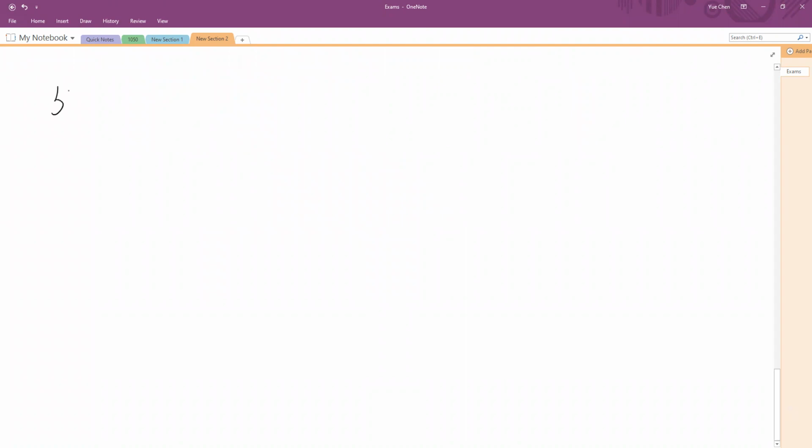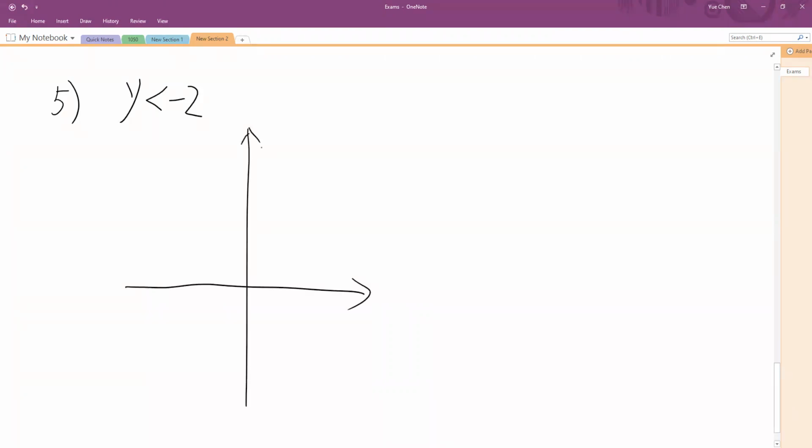Number 5 is to draw some inequality, graph the inequalities. Y less than -2. So this kind of easy one you should get, okay? First you need to look at what is the boundary. Y equals -2. What is the -2? -2 is here. 1, 2, right? This is -2. But we notice that there's no equal sign, so we use what? Dash line, right? This is a horizontal line, so it's the dash line.